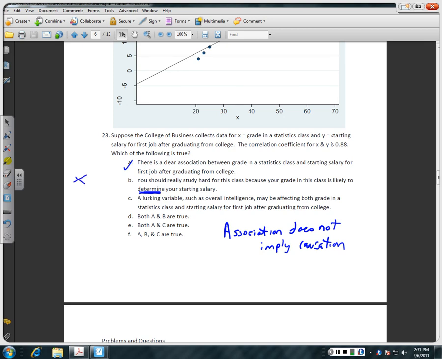C, a lurking variable such as overall intelligence might be affecting both grade in the class and starting salary for the first job after graduating from college. That's certainly a plausible alternative explanation that maybe there is some other variable. That's what a lurking variable is, some other variable that really is affecting both of those. And that's true. So both A and C are true. Your answer should be E.